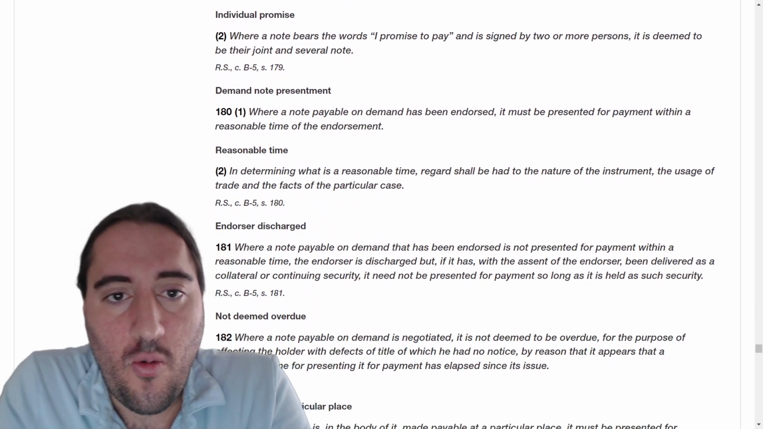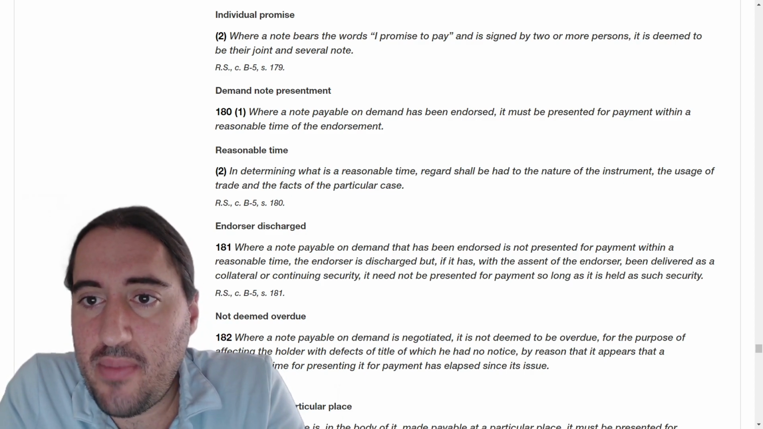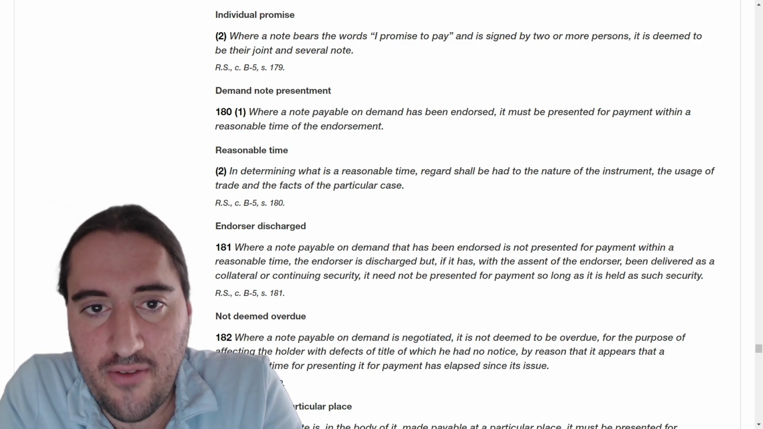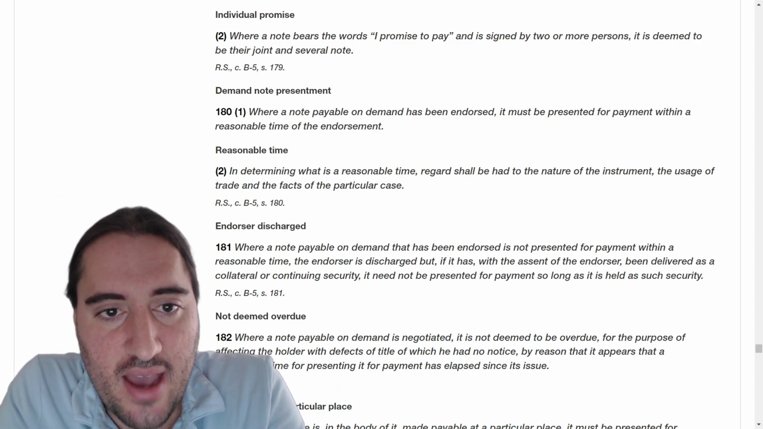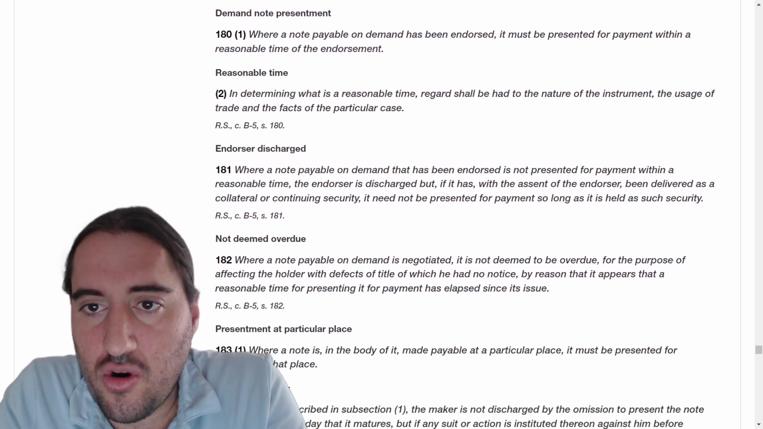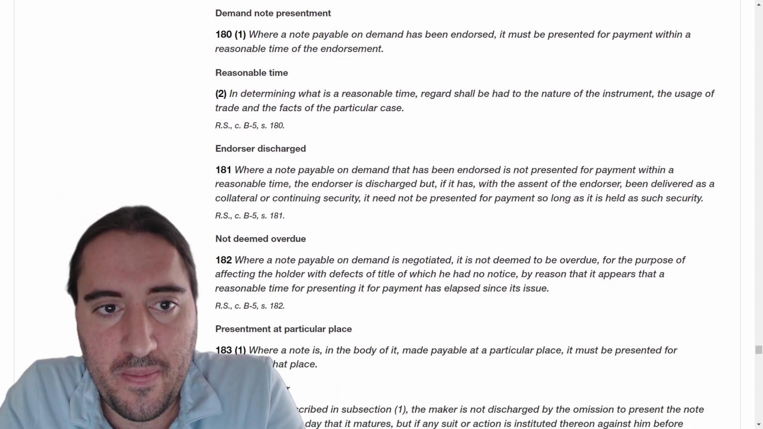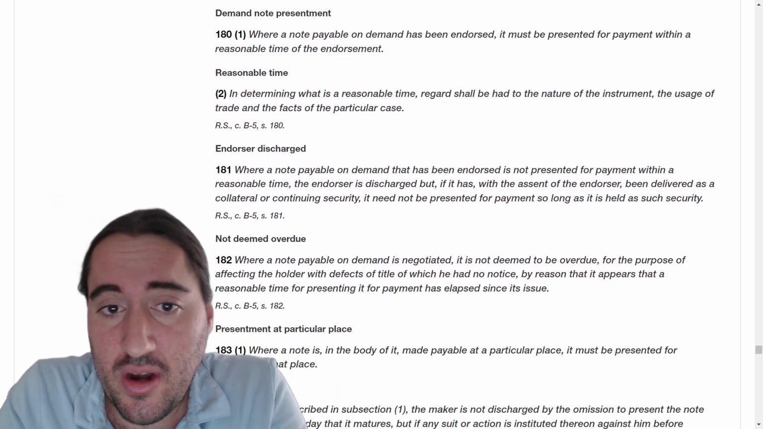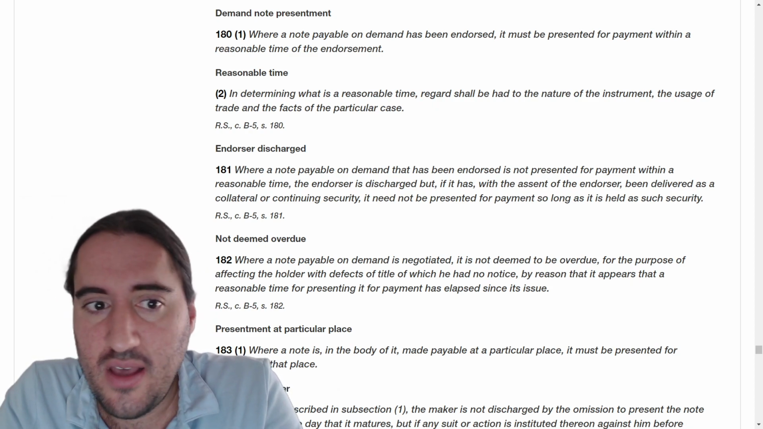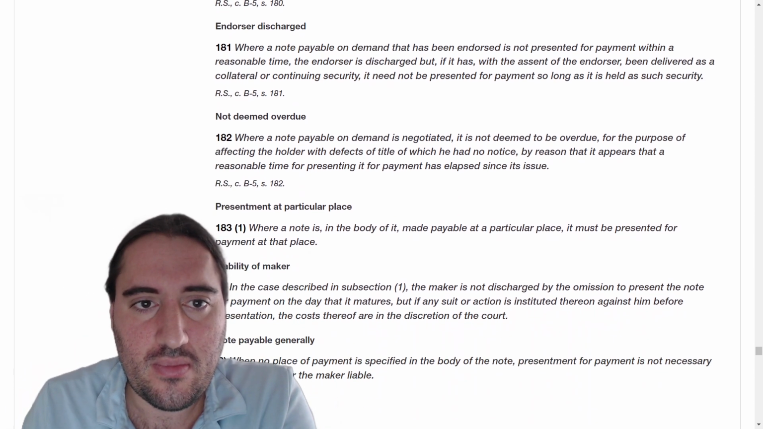Individual promise. Where a note bears the words "I promise to pay" and is signed by two or more persons, it is deemed to be their joint and several note. Demand note presentment. Where a note payable on demand has been endorsed, it must be presented for payment within a reasonable time of the endorsement. Reasonable time. In determining what is a reasonable time, regard shall be had to the nature of the instrument, the usage of trade, and the facts of the particular case.